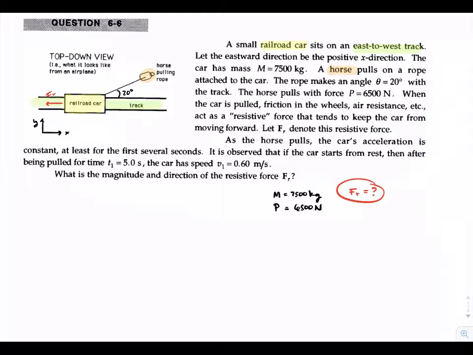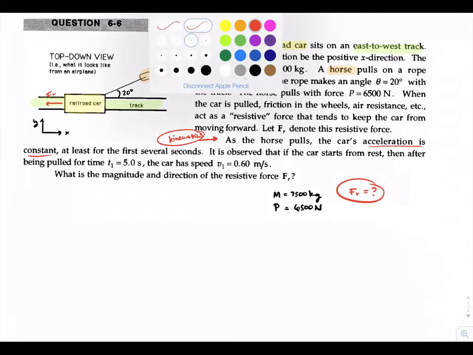It gives us a little bit more information, and this should strike you as kinematics information. So this isn't forces, right? This part is forces. This part is kinematics. So as the horse pulls, we know the car's acceleration is constant. That's a pretty key thing. Acceleration is constant. That should also tell you kinematics. So it gives us some kinematics information, and let's write that down.